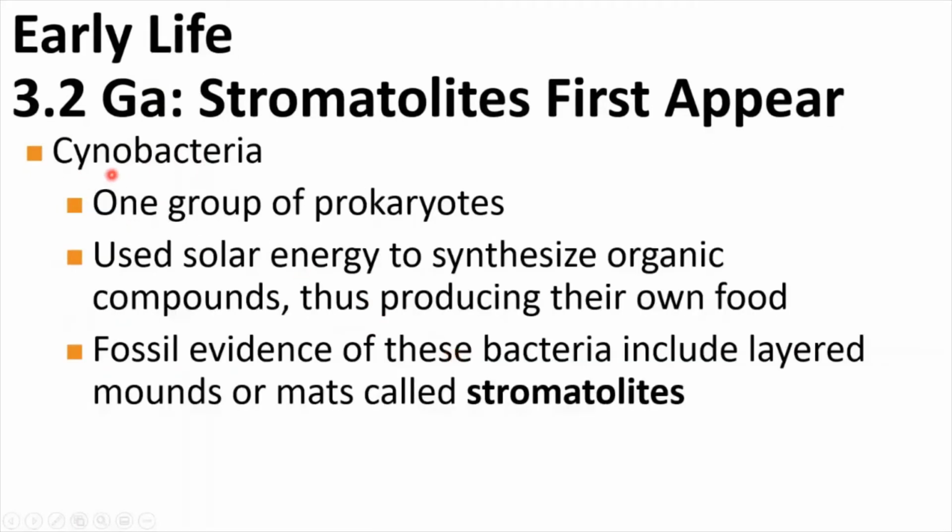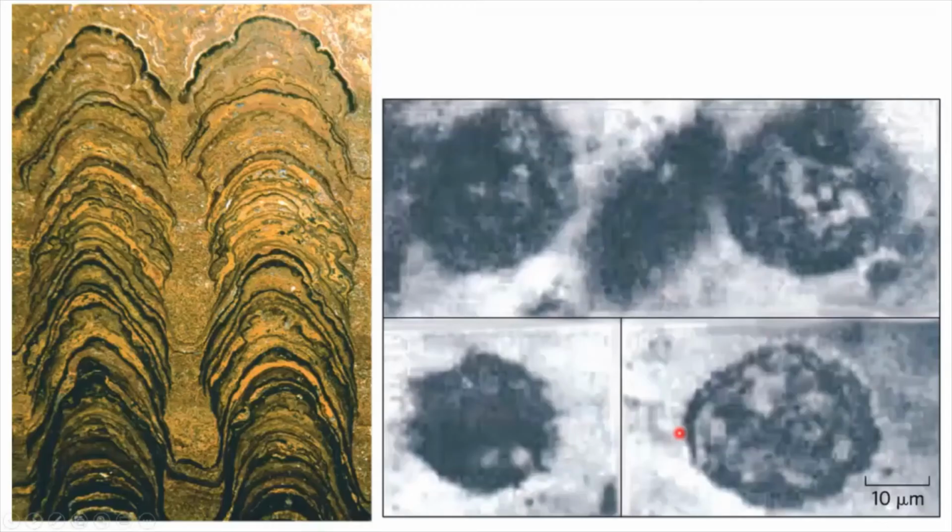And a type of prokaryote is Cyanobacteria. This is one of the groups of prokaryotes. It uses solar energy to synthesize organic compounds, thus producing their own food, a process we know as photosynthesis. And these are recorded in the rock record. There's fossil evidence of these bacteria that include layered mounds of calcium carbonate and or algal mats called stromatolites.